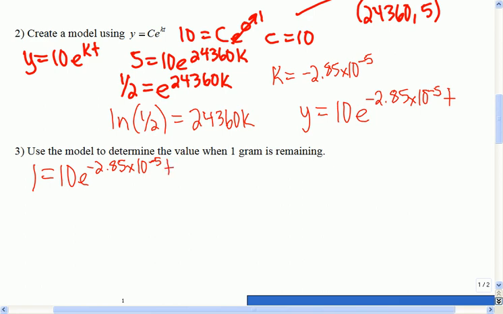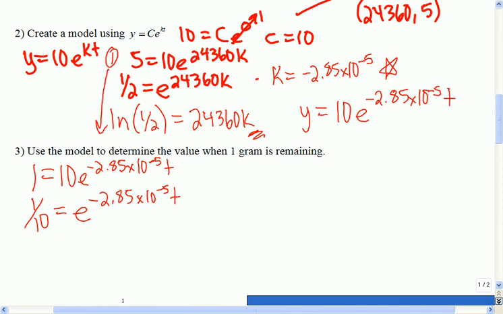So it's going to involve the logarithms the same way it did when we solved for finding a growth constant here. So I'm going to get 1 out of 10 is e to the negative 2.85 times 10 to the negative 5t. It's up here, it's the growth constant, that's the number. So you have to start here and then solve for k.